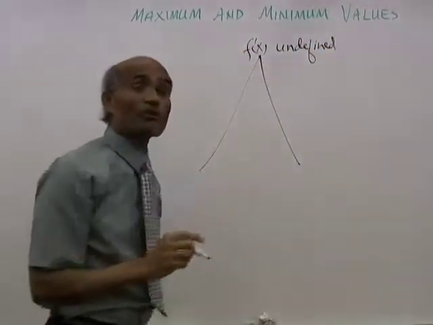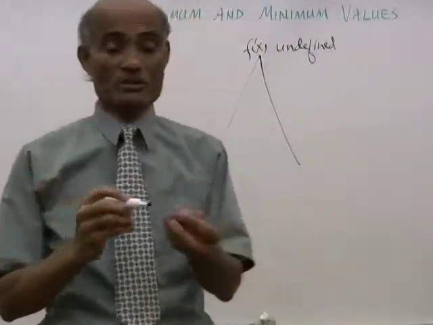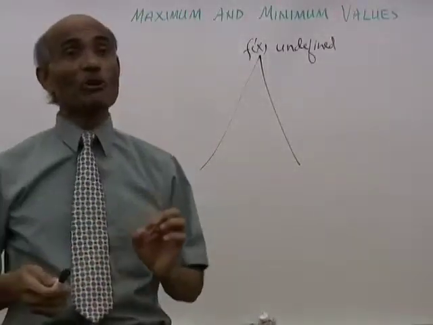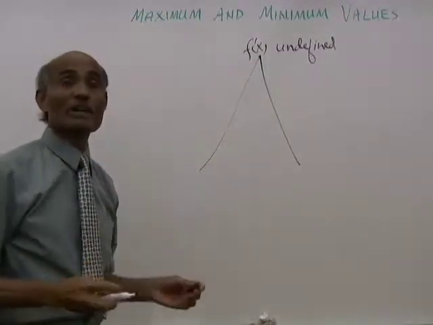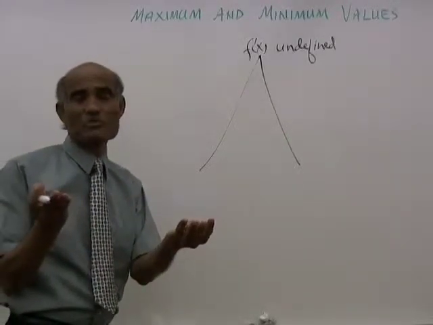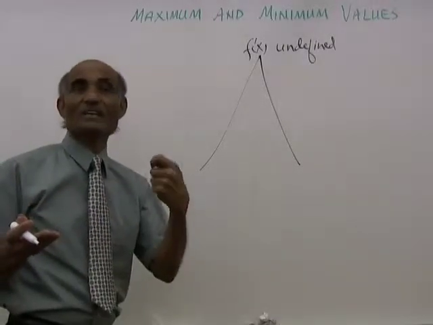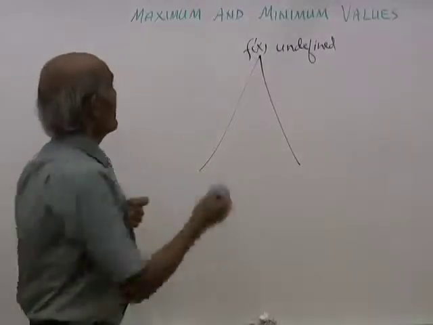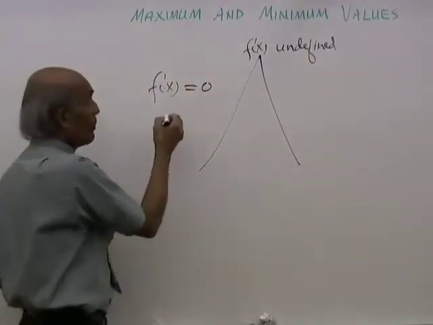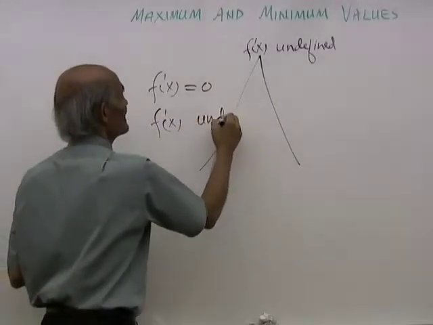Now, this is also a critical point. So you've got to include both when you define a critical point. So what's the definition of a critical point? A critical point is the value of the independent variable, or in most cases we use x as the independent variable. So we can say it is the value of x where f prime x equals 0 or f prime x is undefined.